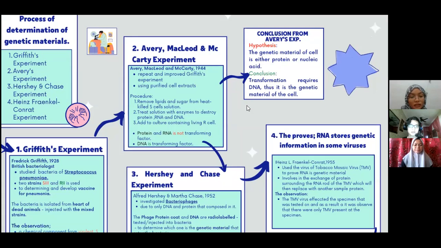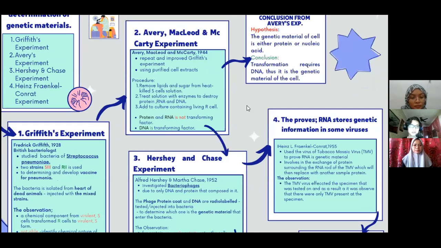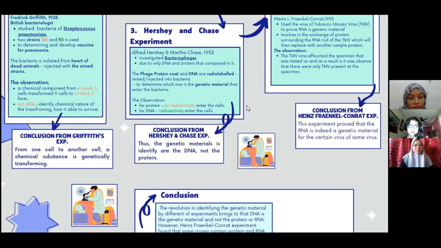Next is the Hershey and Chase experiment by Alfred Hershey and Martha Chase in 1952. They investigated bacteriophage, which is composed of only DNA and protein. The phage protein coat and DNA were radio labeled and injected into the bacteria to determine which one is the genetic material.